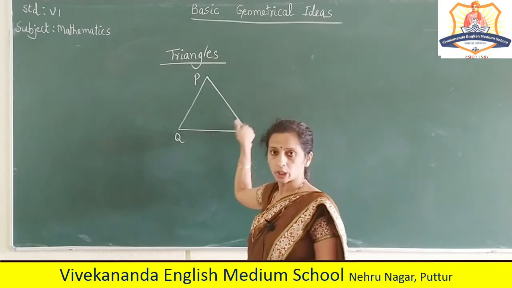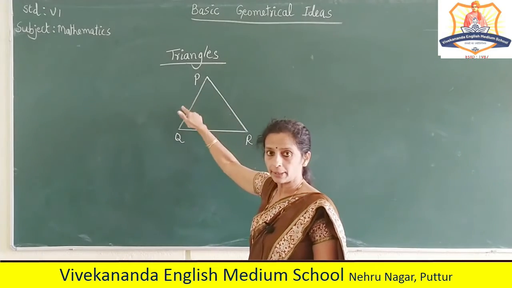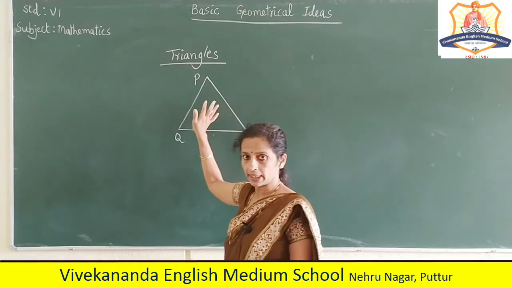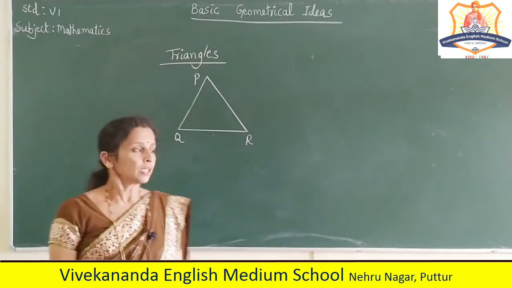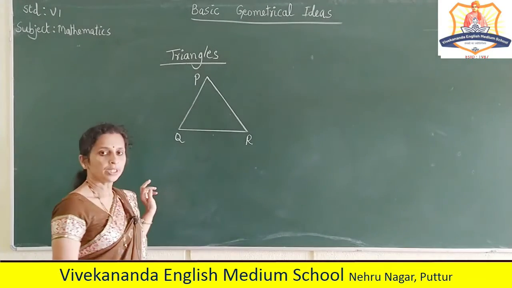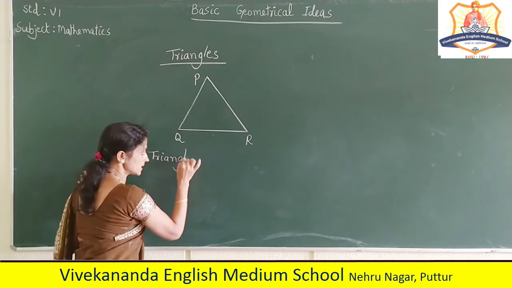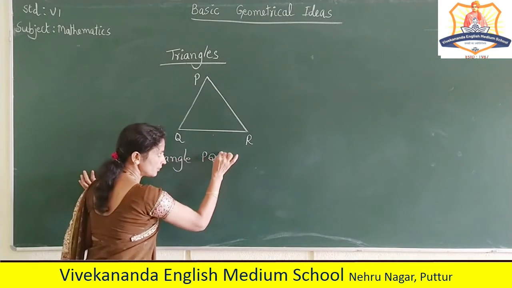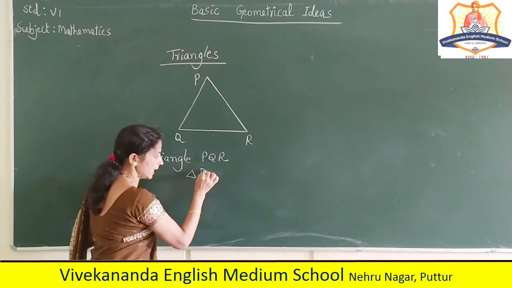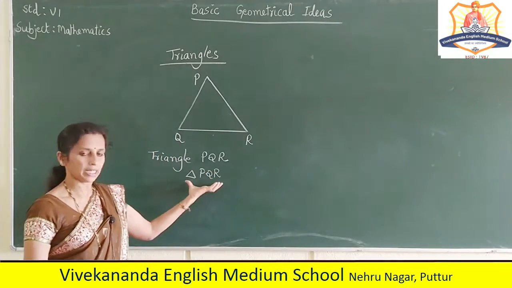So it is also a closed figure. So triangle is a closed figure bounded by 3 sides and which is on the plane. So triangle is a plane figure bounded by 3 sides. Now we write triangle PQR in words, but instead of writing like this, it is the symbol to show triangle. So triangle PQR is the representation of triangle.